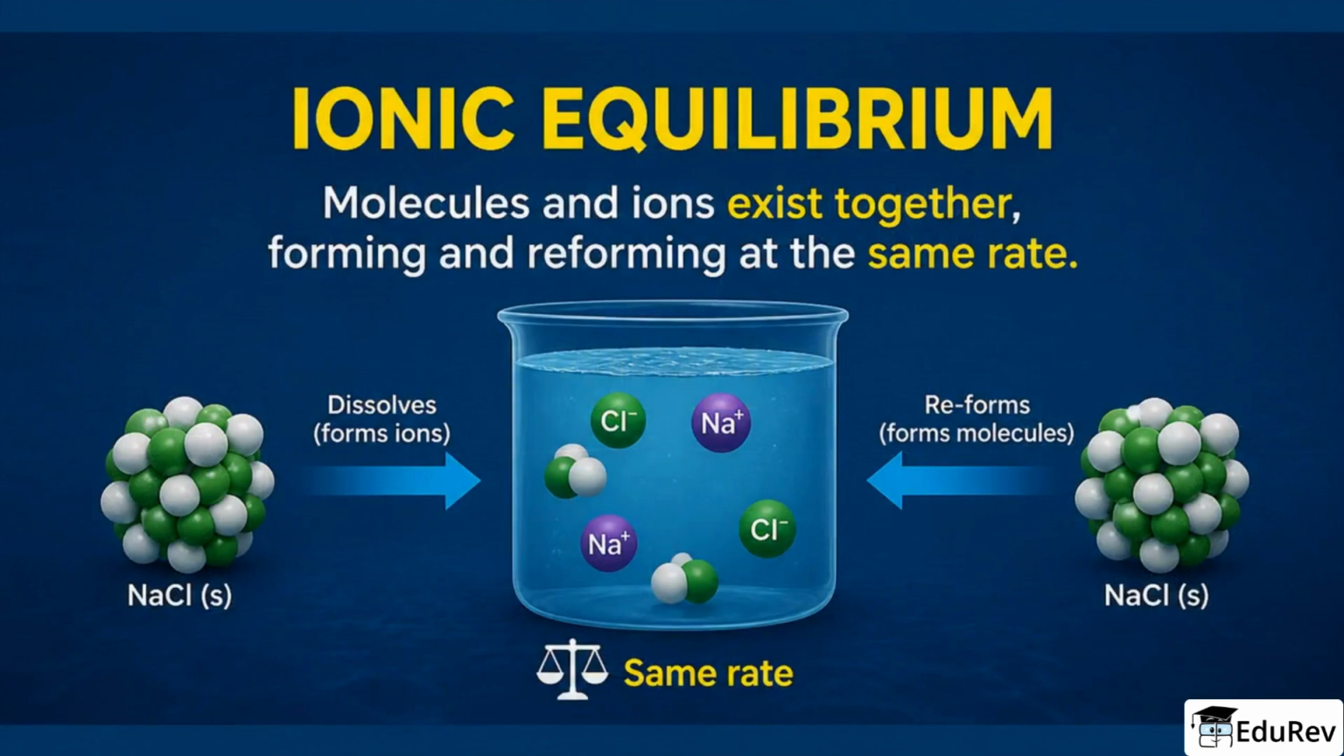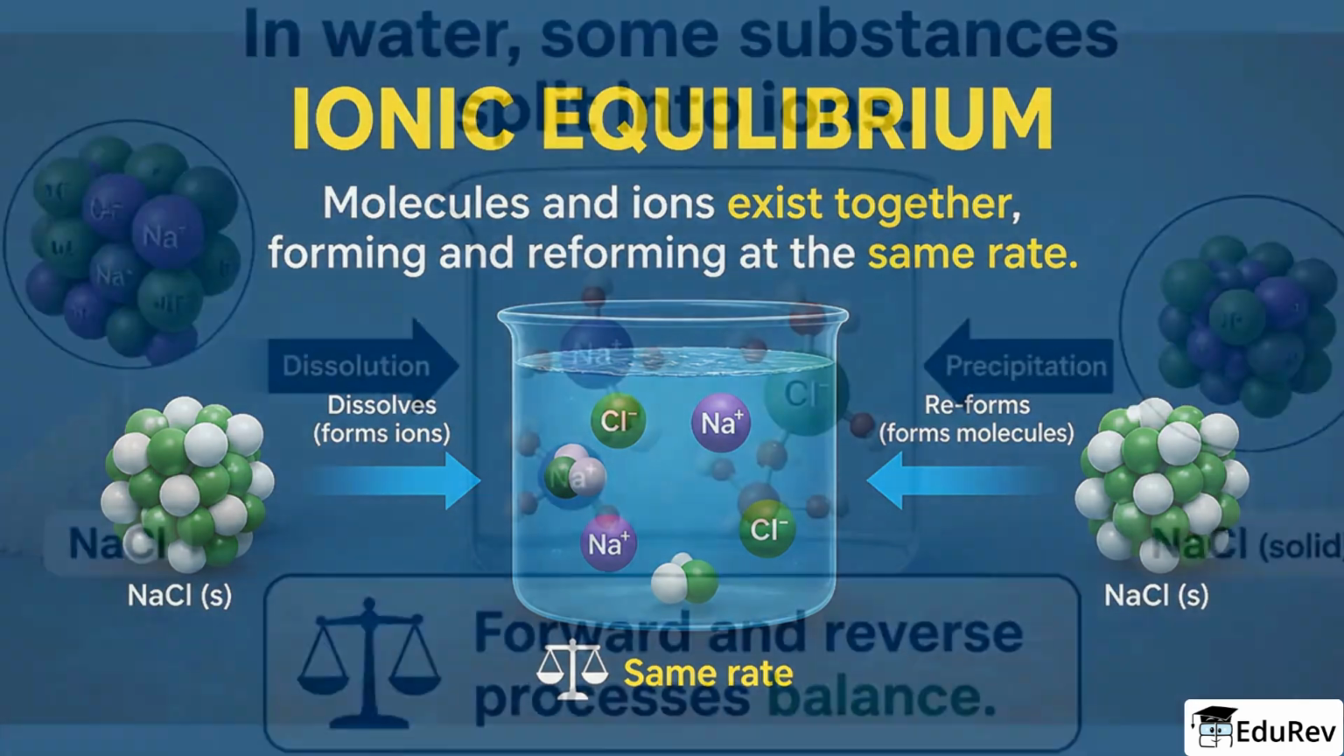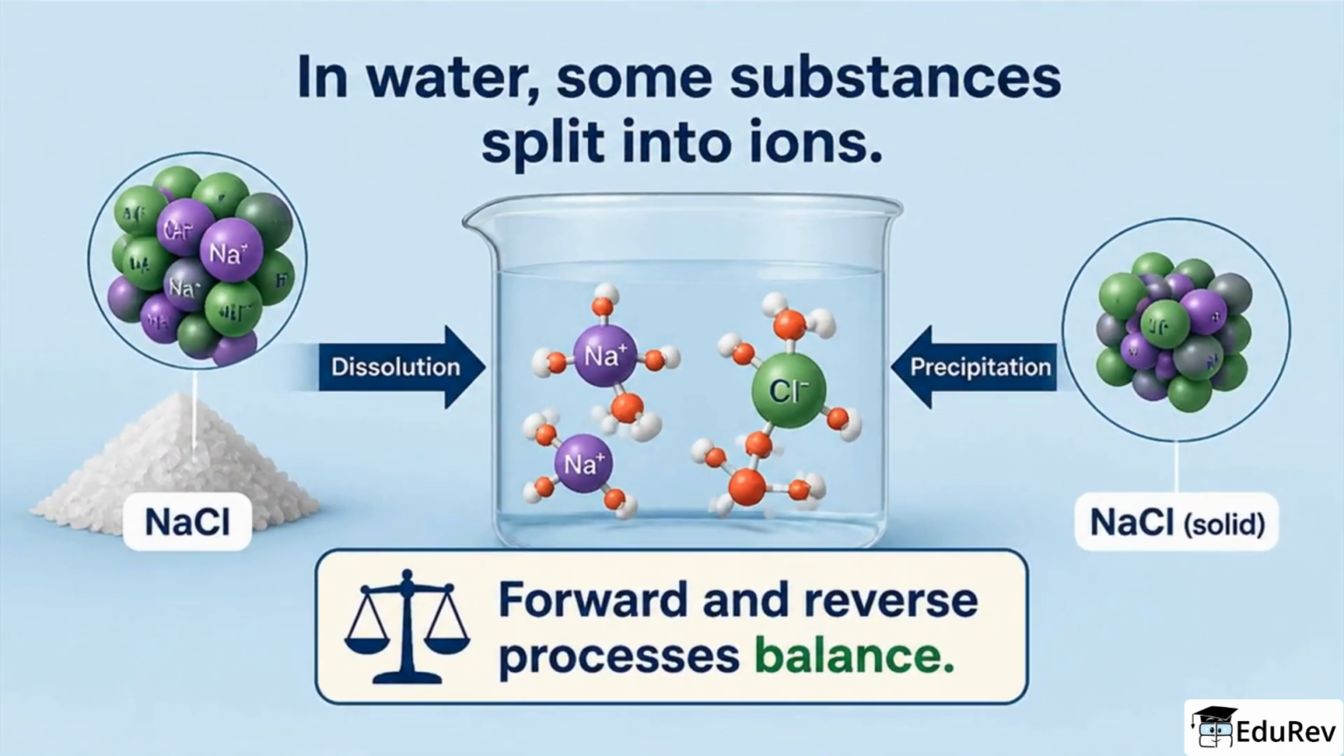Ionic equilibrium happens when molecules and the ions they make exist together, and both keep forming and reforming at the same rate. In simple terms, some substances split into ions in a polar solvent like water, and the forward and reverse processes balance each other.